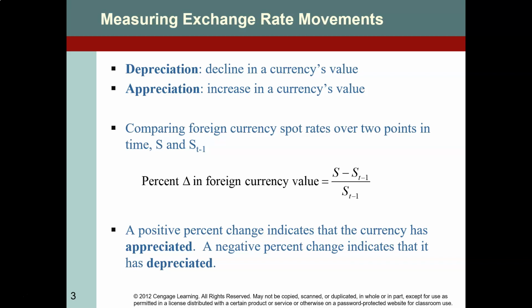If we have a positive percentage change, it means that the currency has appreciated. Okay, a positive percentage change here would mean that S is larger than S at T minus 1. So this is an increase in the spot rate or appreciation in the currency. If we see a negative percentage change here, it means depreciation. It would mean that S is smaller than S at T minus 1, meaning depreciation in the currency.